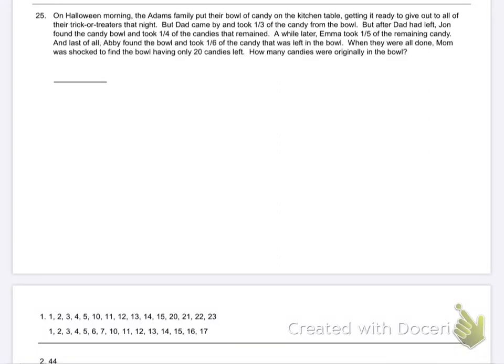Okay, so here's question number 25, the last one on the practice exam. This is a kind of a challenging one. So Halloween morning, Adam's family put their bowl of candy on the kitchen table, getting it ready to give out to all their trick-or-treaters that night. But here comes the stuff that happened.